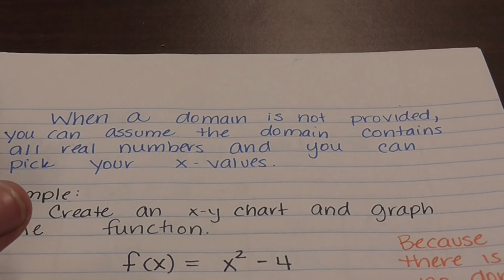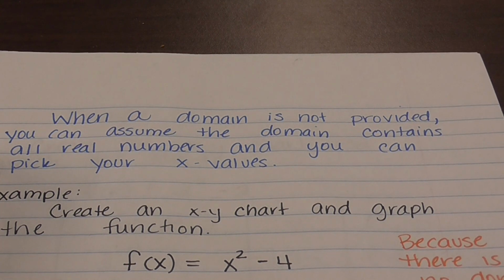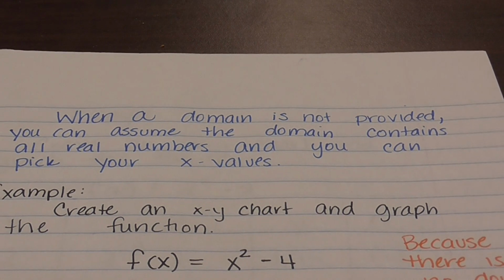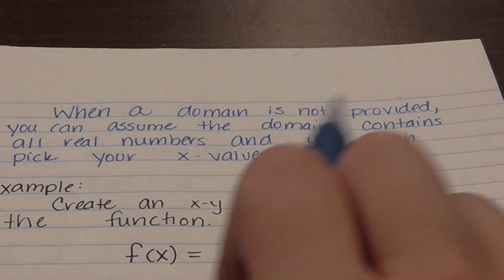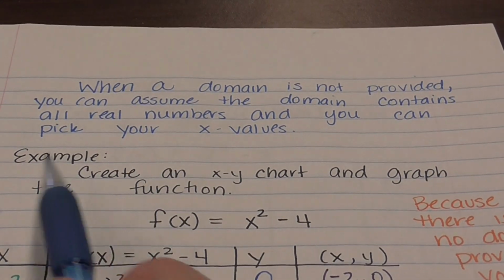So when a domain is not provided, what you're going to assume is that the domain contains all real numbers, and it's really all real numbers that make the graph defined. You're going to get into undefined graphs at some point, but it's not going to be in this video or in this chapter in our class. So you're just going to assume that it's all real numbers and you get to pick any x values you want.